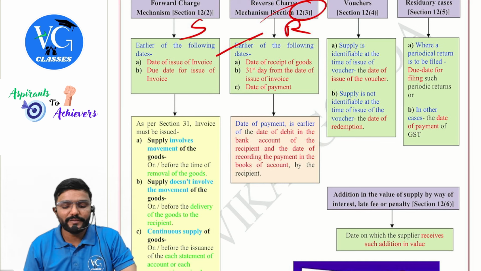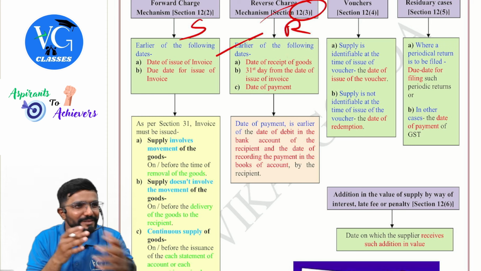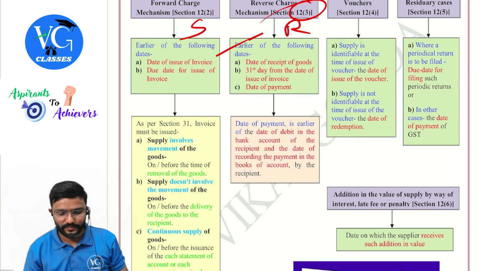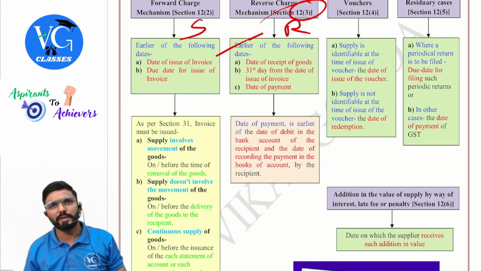Recipient. Date on which you receive the goods, 31st day from the date of invoice. Sir, why not date of invoice? You are not the one who is issuing. At least some gap should be given to you. What is that gap? 31st day. Okay. Date of payment: whatever date you make the payment or record the payment, whichever is earlier.